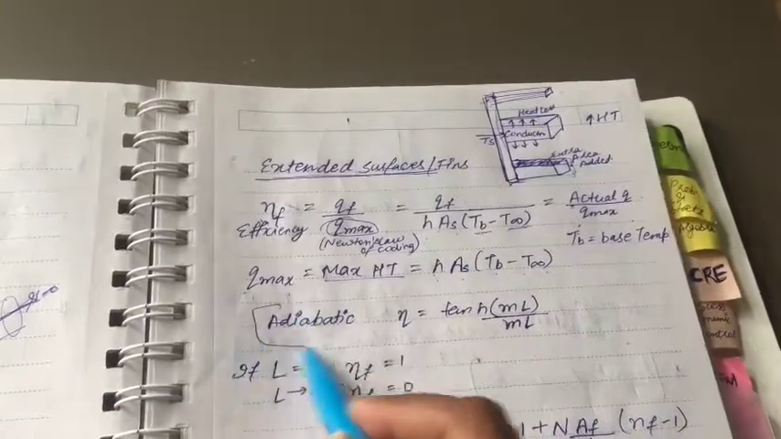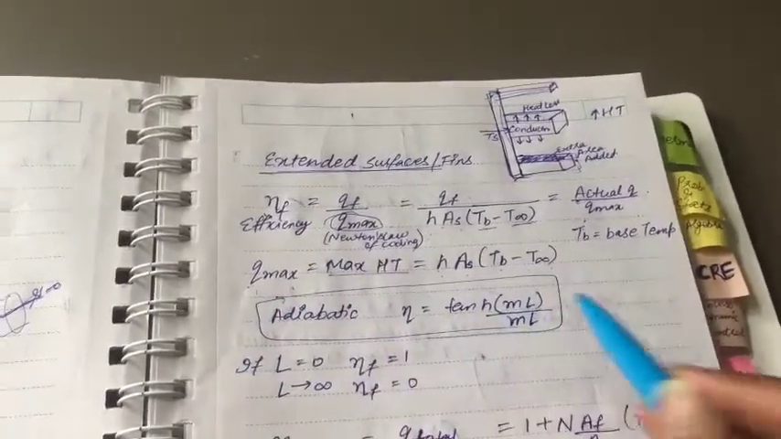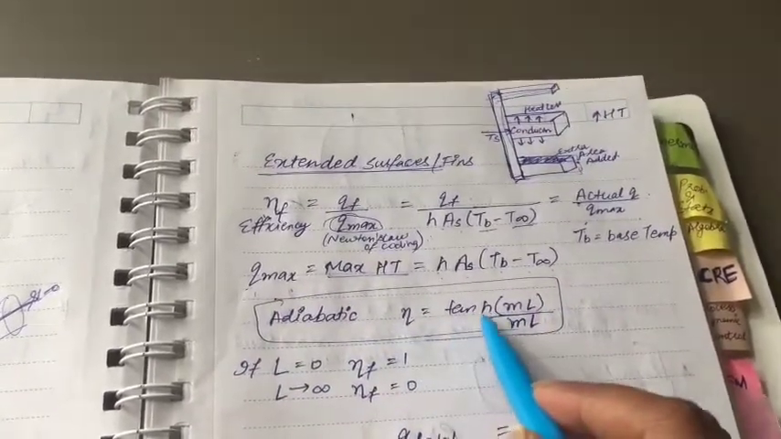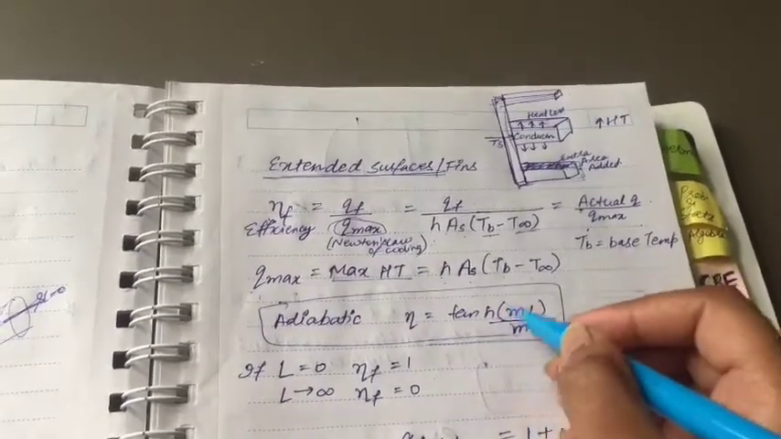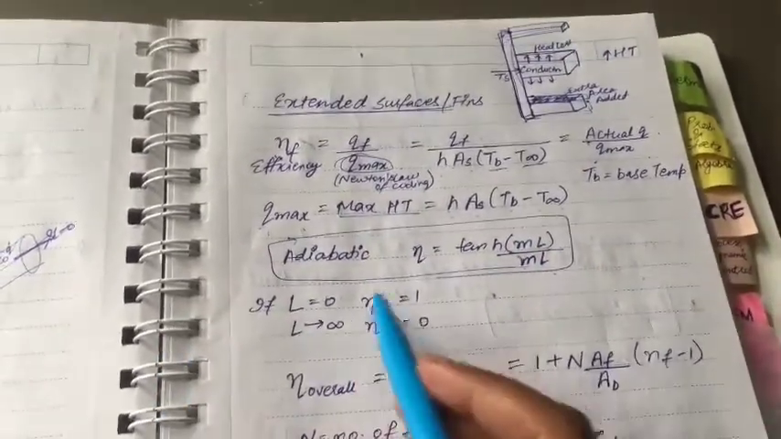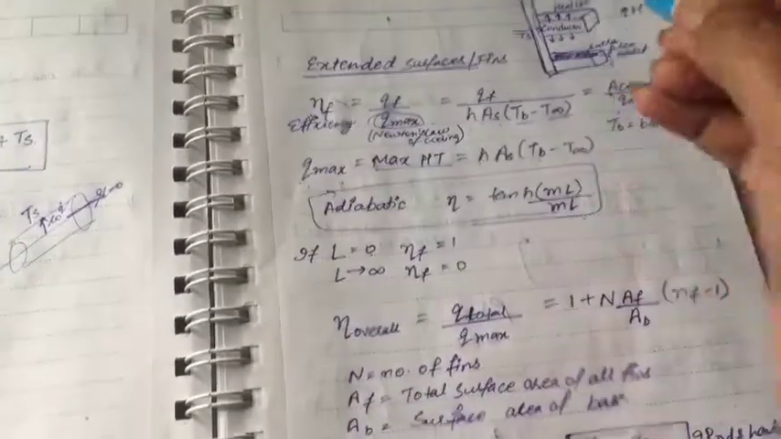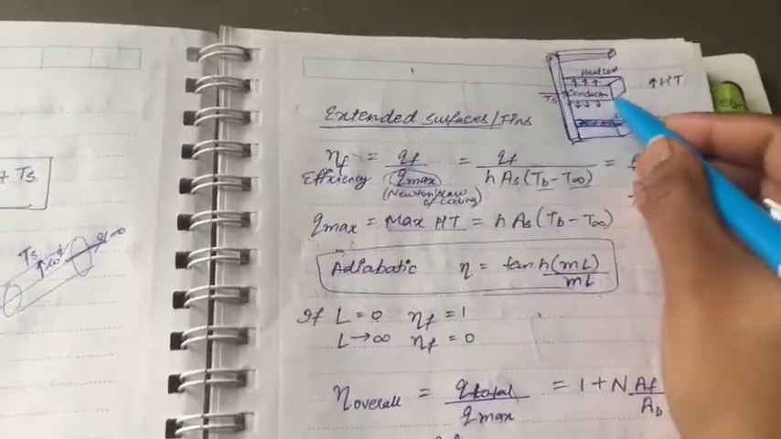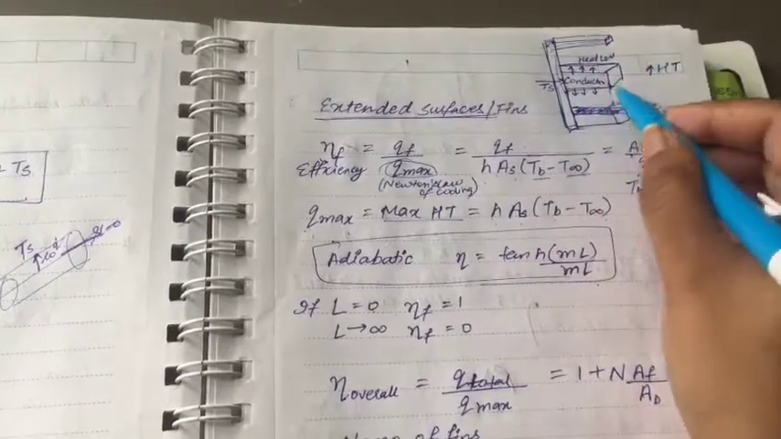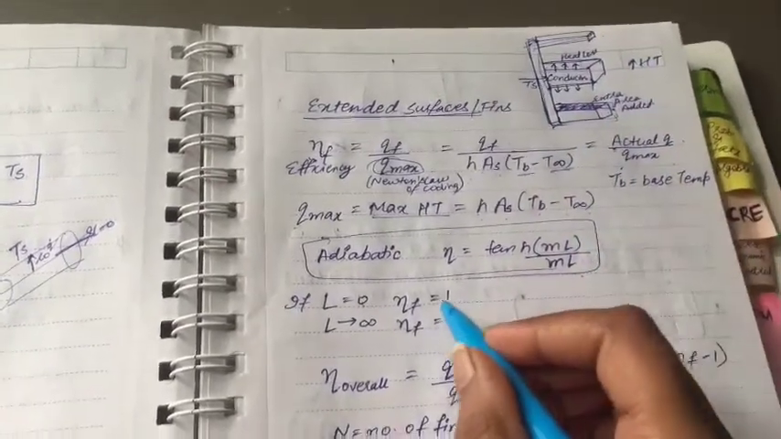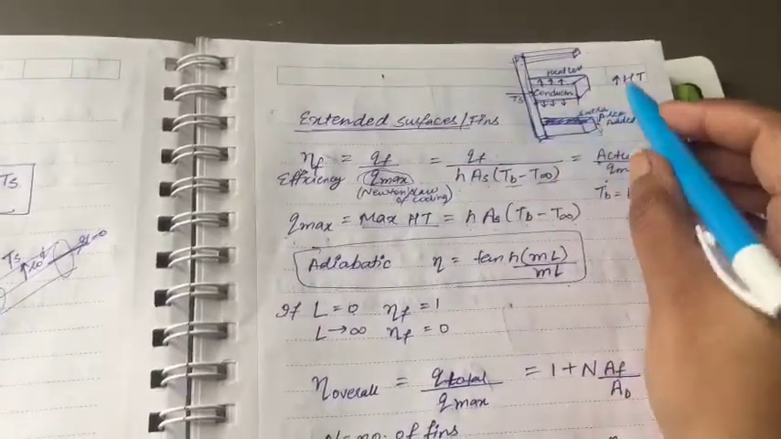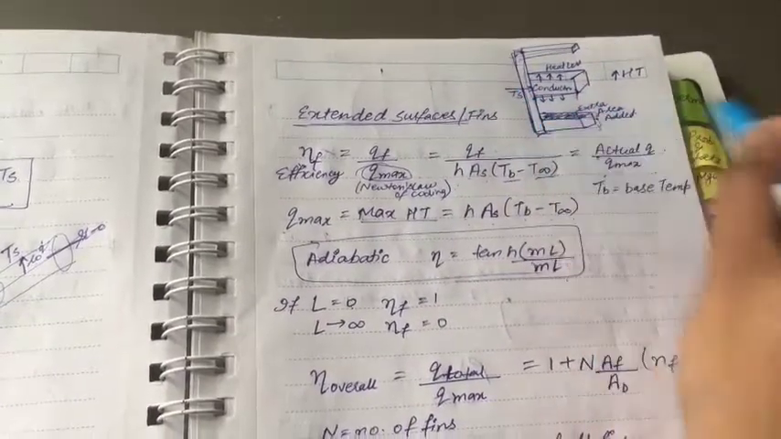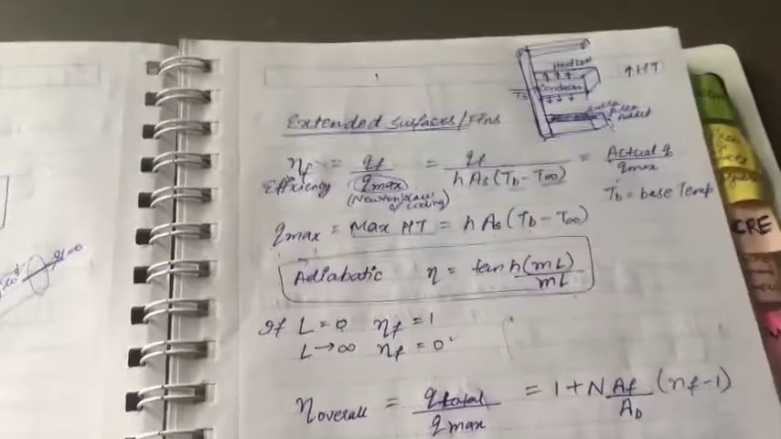For adiabatic condition, efficiency eta would be tanh ml by ml. So when the length of the fin, this length L, is 0, then efficiency would be 1. And when the length of fin tends to infinity, like if the fin is extremely long, then efficiency would be 0.